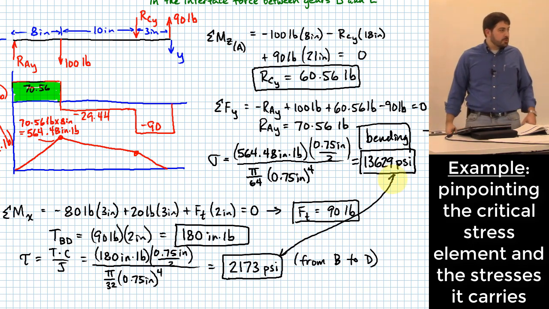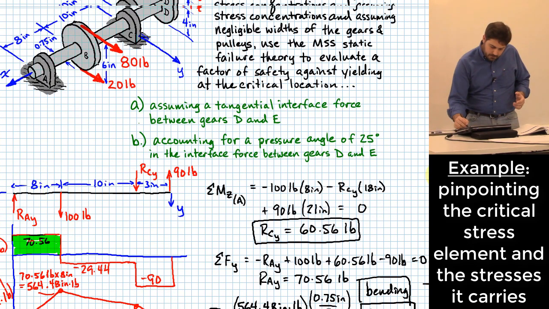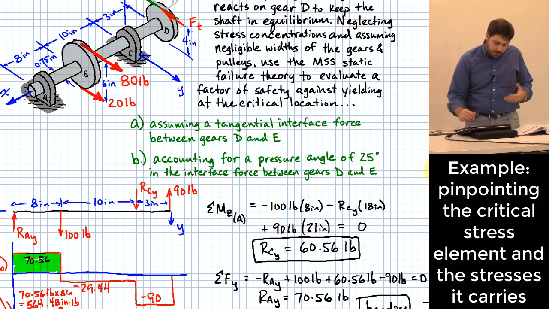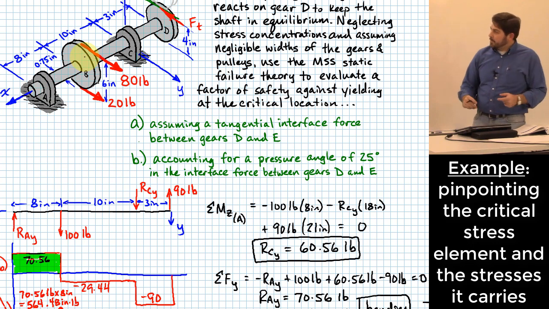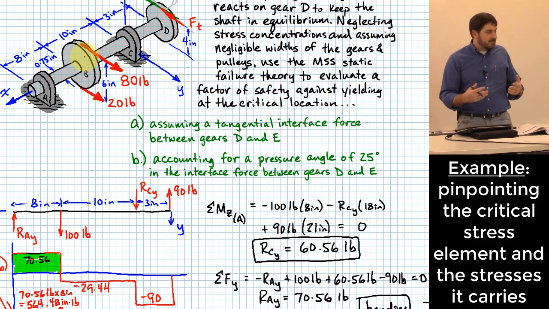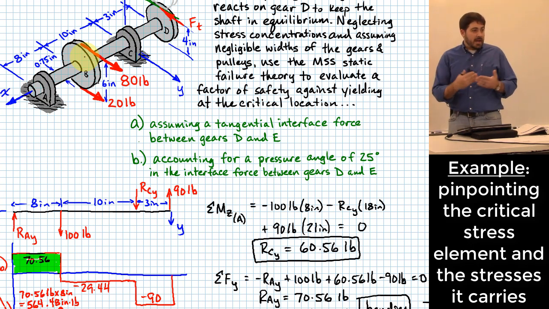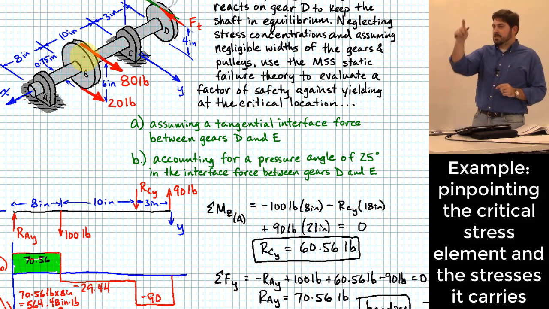Those both contribute, at least in the segment from B to D, right? Really, since I'd just figured out what the bending stress is at B, that's my critical location, and I need to figure out what my maximum shearing stress is at that location so I can determine what a factor of safety is going to be. You had a question?